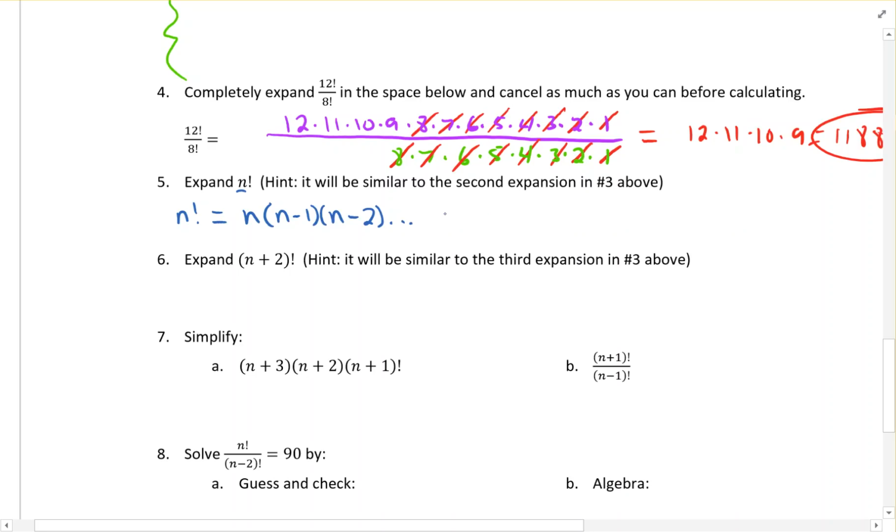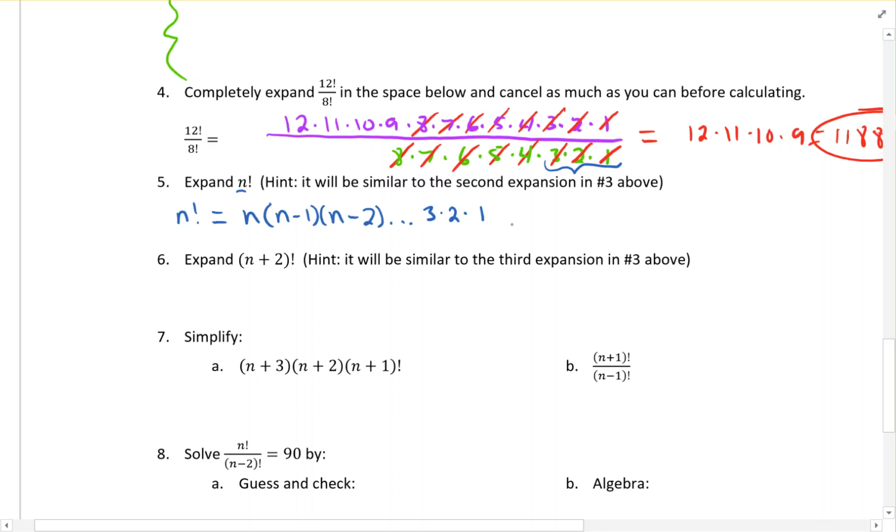And then at the end here, I know that the last things that have to come are going to be 3 times 2 times 1, right? That's always the case. It's always 3 times 2 times 1 at the end. That's the end of your factorial sequence. So this is the general way that you can write out n factorial.